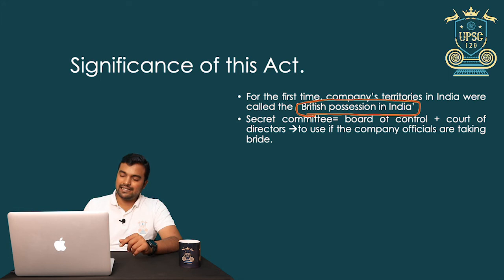Then another significance of Pitt's India Act was that a secret committee was formed, which constituted members from both the board of control and the court of directors, and it was to see if the company officials were taking bribes. That was the purpose of the secret committee.